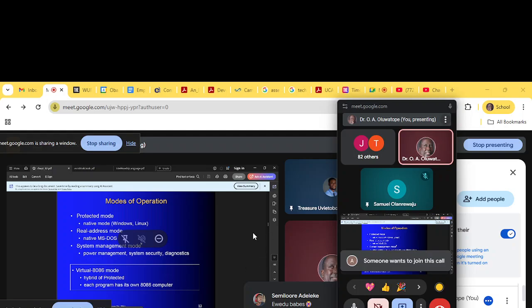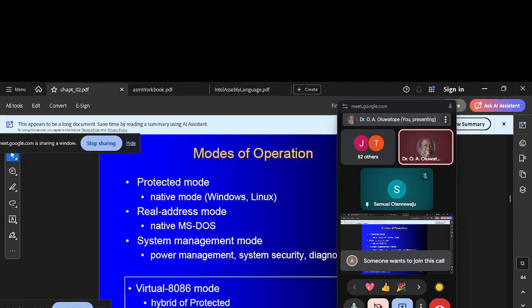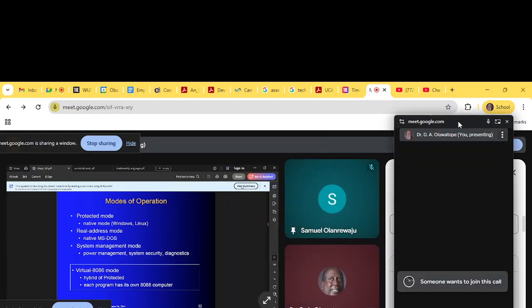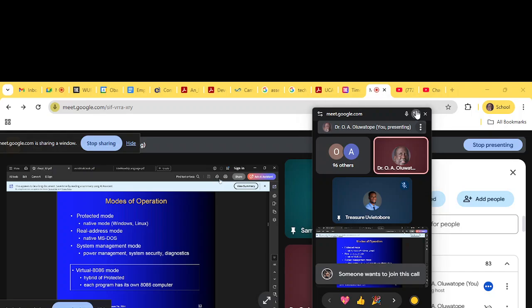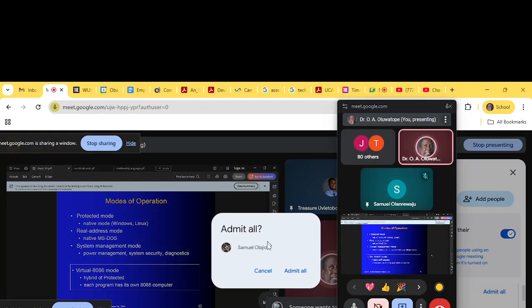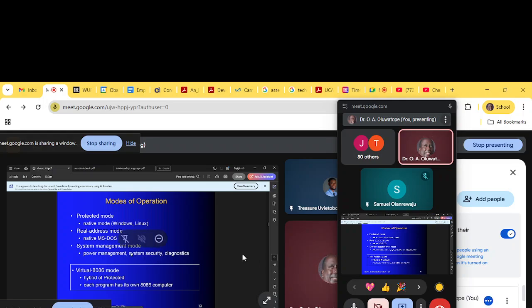Okay, so now the fourth kind of mode is referred to as the virtual 86 mode, which is a hybrid of protected mode in which each program has its own 8086 computer. That's highly sophisticated, and it is what is further developed into what we have as of now.